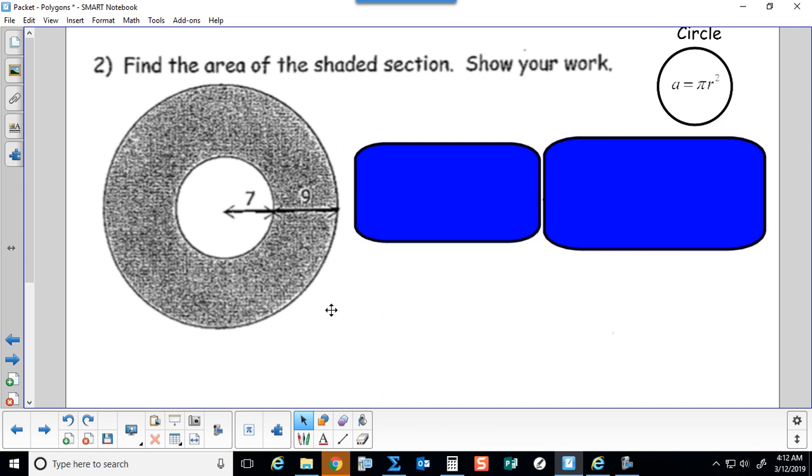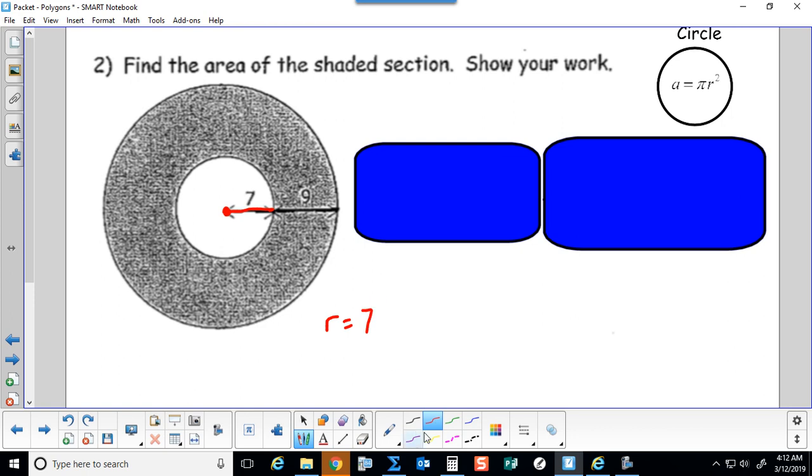Find the area of the shaded section. Show your work. So here we have two circles. We have a big circle and a little circle, so we need to know the radius of each. So let's look at the little circle. Here's the center of the circle to the side of the little circle. So the little circle has a radius of 7.